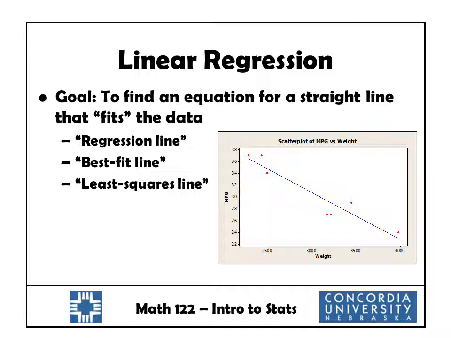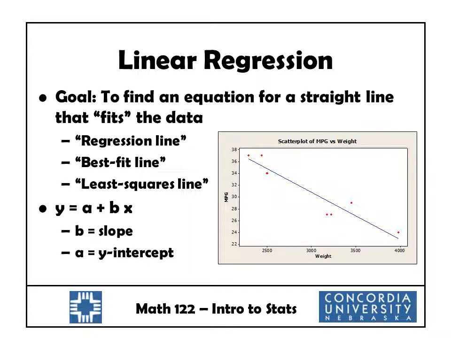Here we see a graph from Minitab of the scatter plot of miles per gallon versus weight and a straight line fit to the data. Notice how that straight line doesn't go through all the data points, but it does capture the general trend of the data. That line is what we call the regression line. It's also called the best fit line. It's also called the least squares line. It's called the best fit line because it, quote-unquote, best fits the data out of all possible lines. It's called the least squares line because of the criterion we use for measuring how well it fits the data.